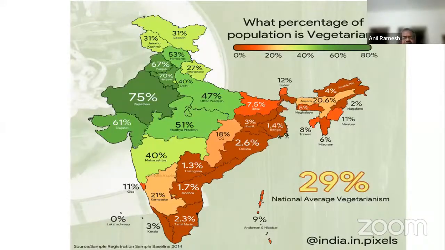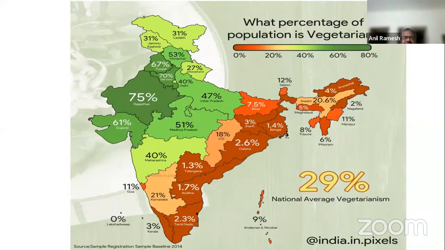If you see this shocking visual, in South India, Kerala 3%, Tamil Nadu 2.3%, Andhra 1.7%, Telangana, which means 98.7% of Telangana people eat meat. And then it is slightly less in Andhra Pradesh, Orissa 2.6, 3% Jharkhand, 1.4% Bengal. And if you see Meghalaya 5, Arunachal Pradesh 4, Nagaland 2.